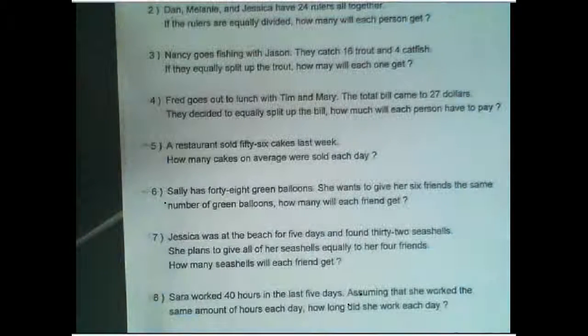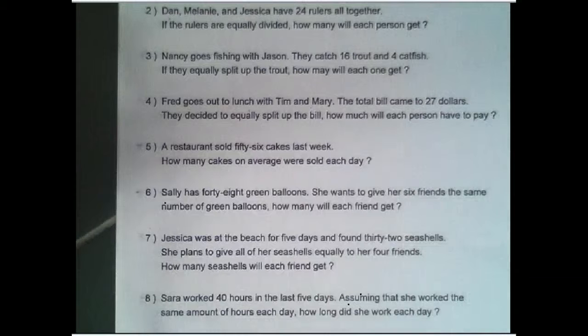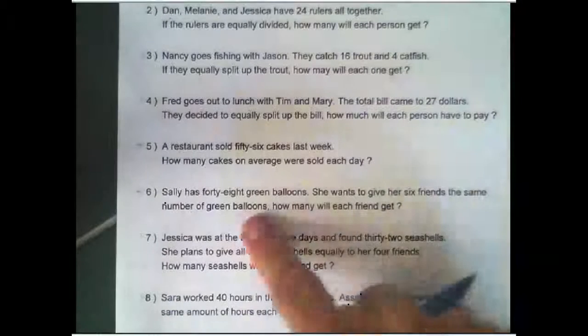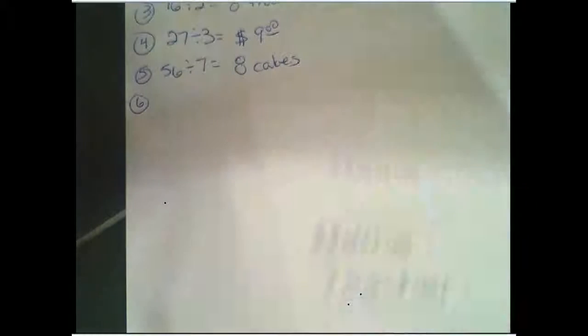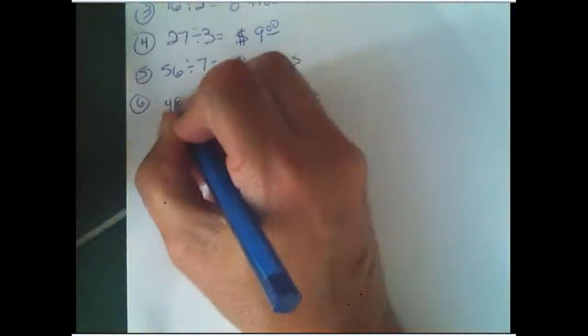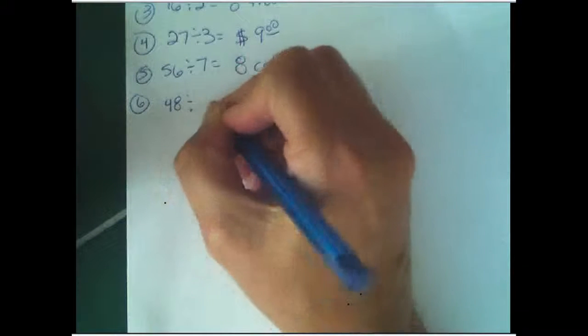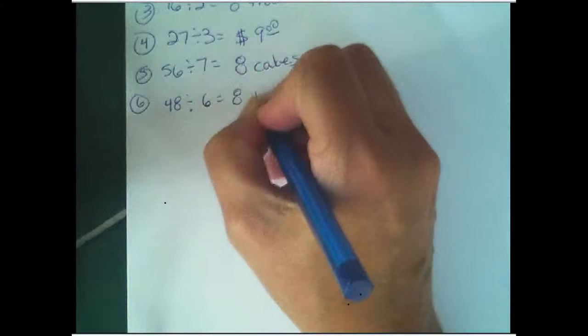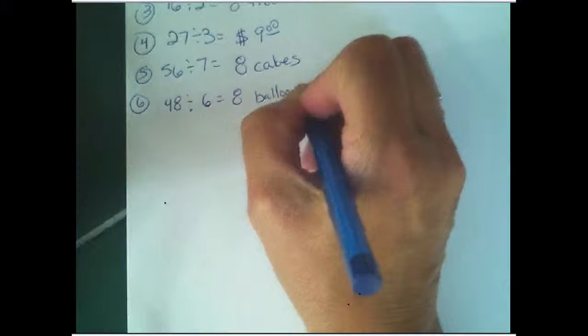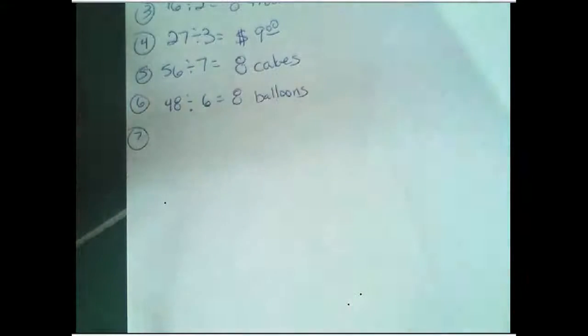Number 6. Sally has 48 green balloons. She wants to give her 6 friends the same number of green balloons. So how many will each friend get? So she has 48. She's going to divide them among her friends equally, the same number of green balloons. Same number lets me know that we're dividing equally. So we're going to take 48, divide it by 6, and they each get 8 balloons.